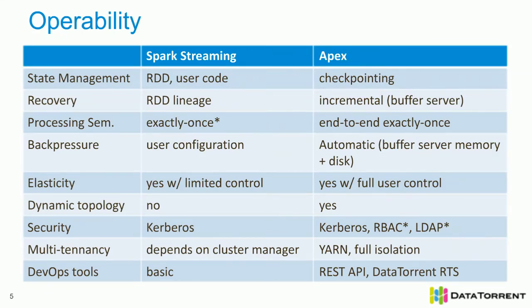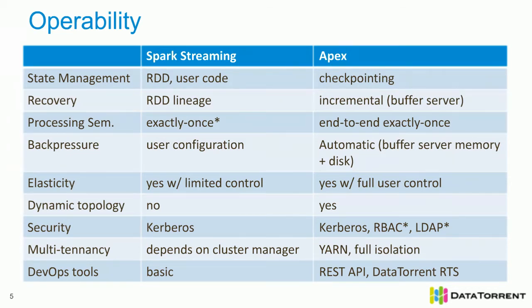Now, on dynamic topologies: in Spark streaming, the topology is fixed when you submit the job. Of course, you can resubmit the job to change the topology, but in Apex, you can change the topology as the application is running. So there's an ability to add operators and remove operators and modify the topology while the system is running.